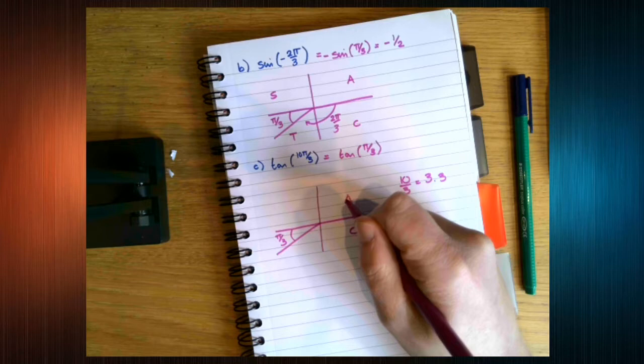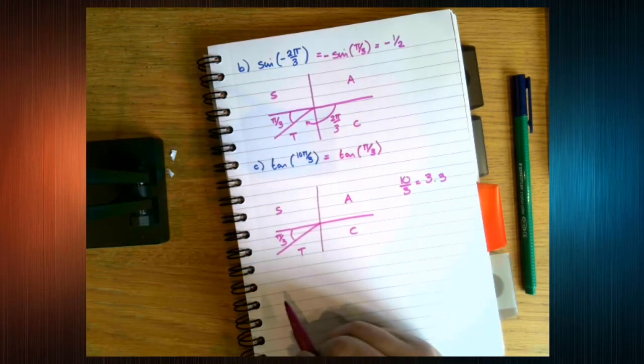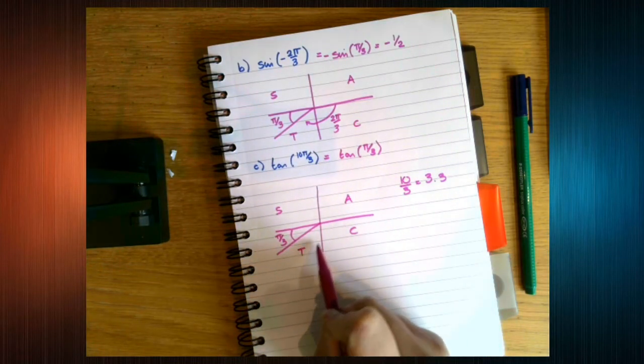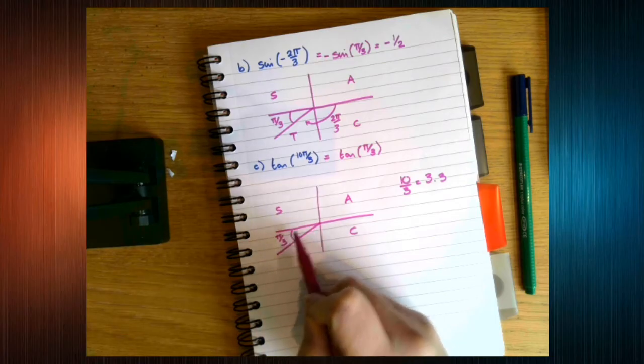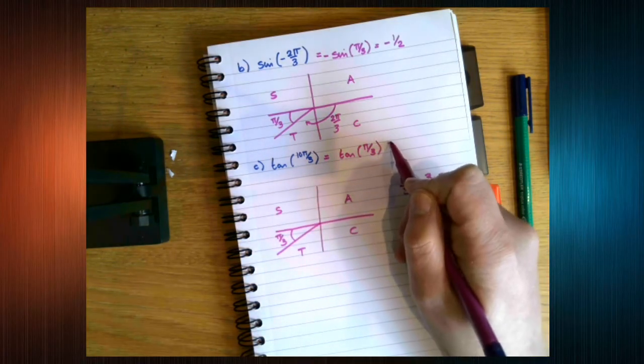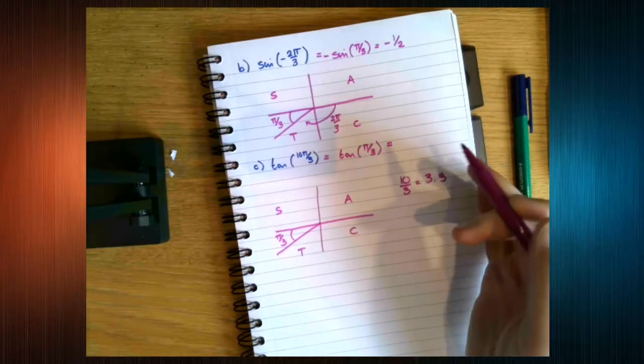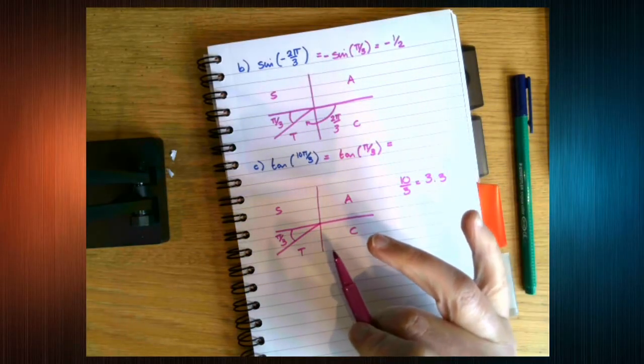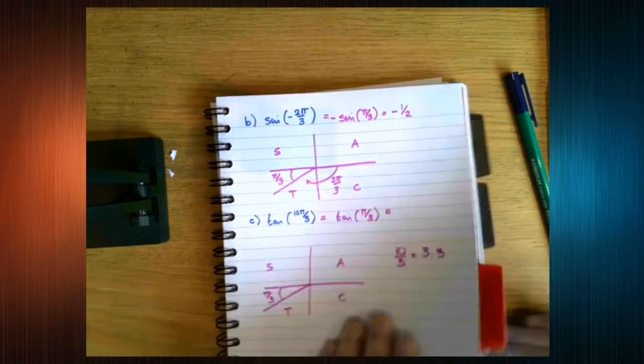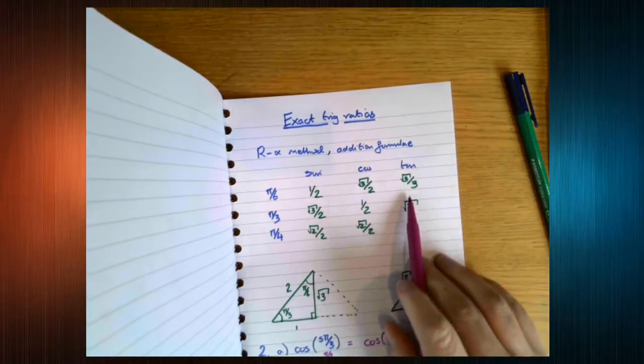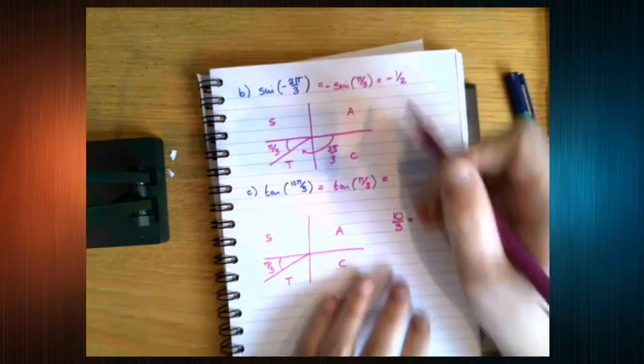Then, is it positive or negative? Tan is positive in this quadrant, so it's positive. Tan of pi by 3, we saw on the previous page, is, let's just look that one up again, tan of pi by 3 is √3.